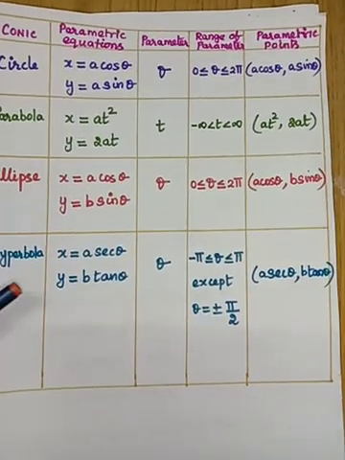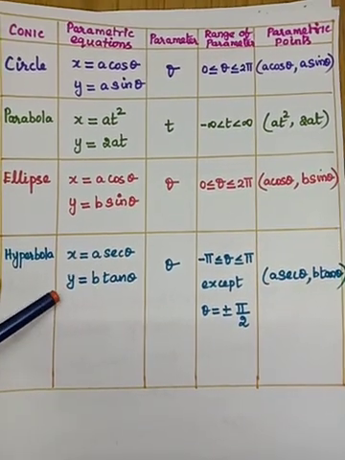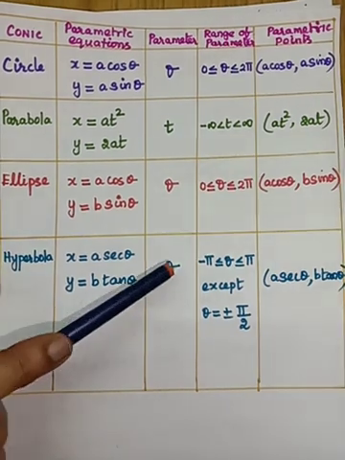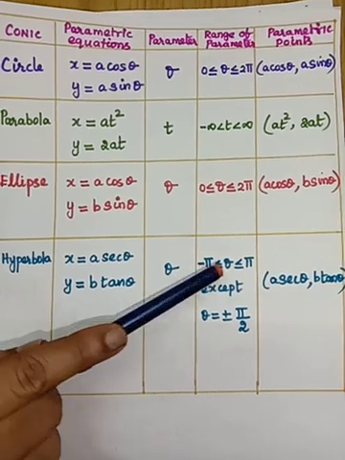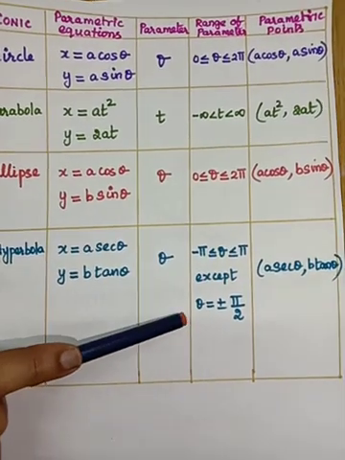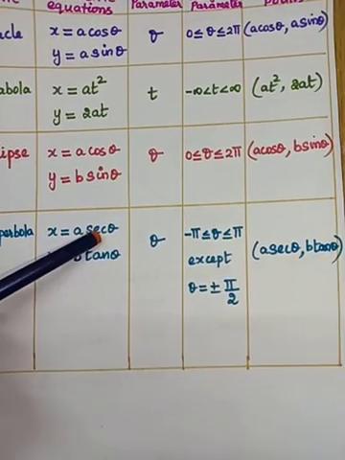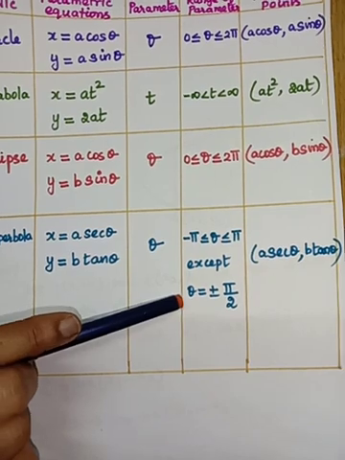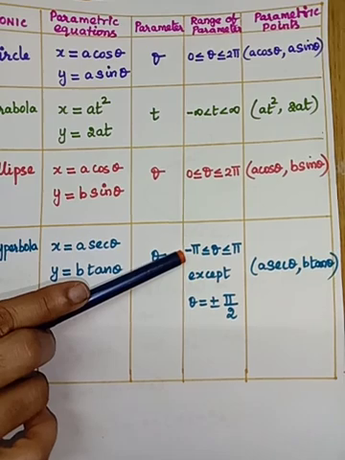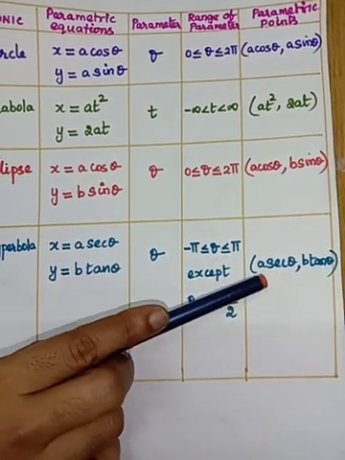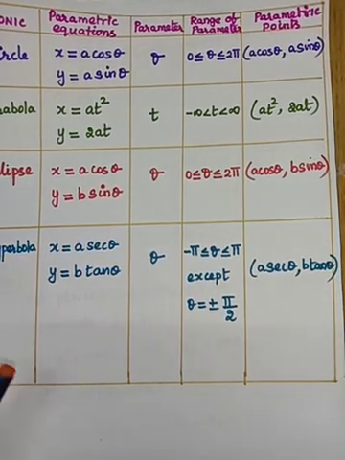Coming to the hyperbola, the parametric equations are x is equal to a secant theta and y is equal to b tan theta. The parameter is theta. It varies from minus pi to plus pi, except theta equal to plus or minus pi by 2. When you substitute pi by 2, it goes to infinity. That's why theta is not equal to plus or minus pi by 2. The parametric point is a secant theta, b tan theta for the hyperbola.